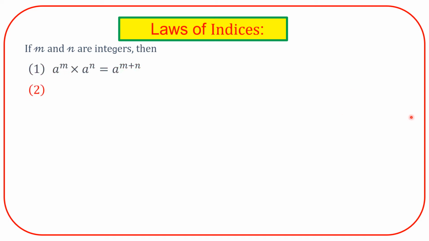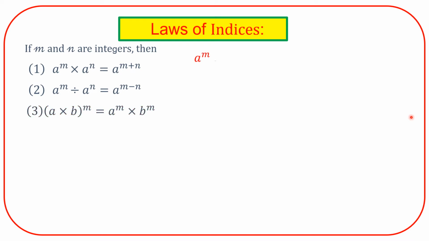Second, a raised to m divided by a raised to n is equal to a raised to m minus n. Third one, in bracket a into b, bracket raised to m is equal to a raised to m into b raised to m.